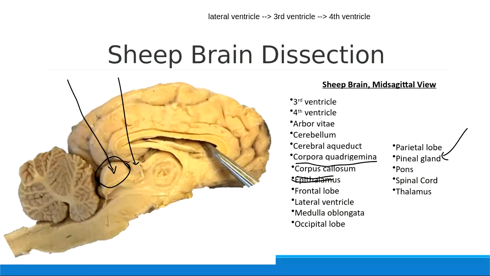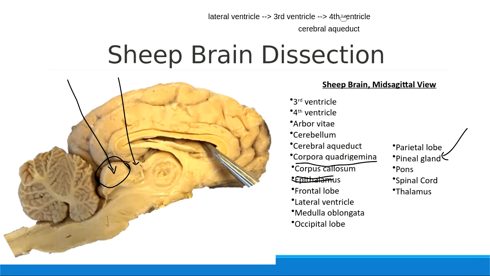What ventricles does the cerebral aqueduct connect to each other? Is it the lateral to the third or the third to the fourth? Yeah, so multiple of us are chiming in. Number three to number four. So the cerebral aqueduct connects together the third ventricle to the fourth ventricle.